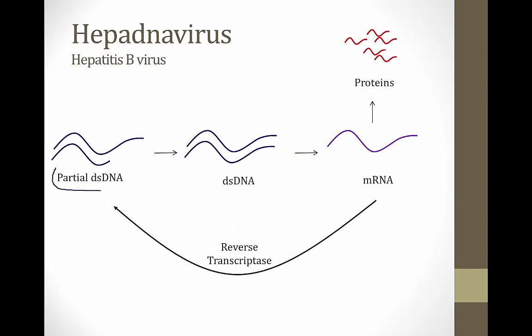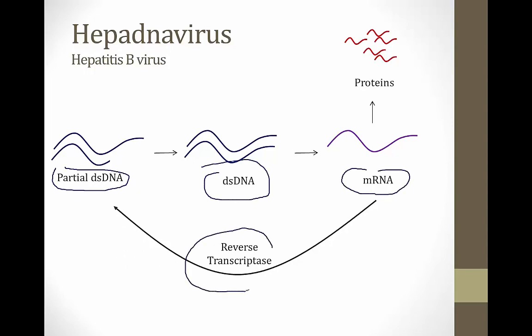So here is a drawing to help you remember the way that hepatitis B virus replicates. It exists as partially double-stranded DNA, and it goes to the nucleus where it becomes double-stranded DNA. From there, mRNA is synthesized, which is used to create proteins. One of these proteins is reverse transcriptase, which will convert that mRNA back into partially double-stranded DNA, which can then be used to package into new virions that can go infect other cells.